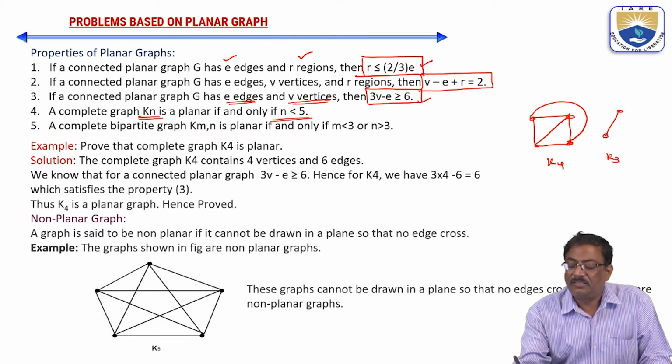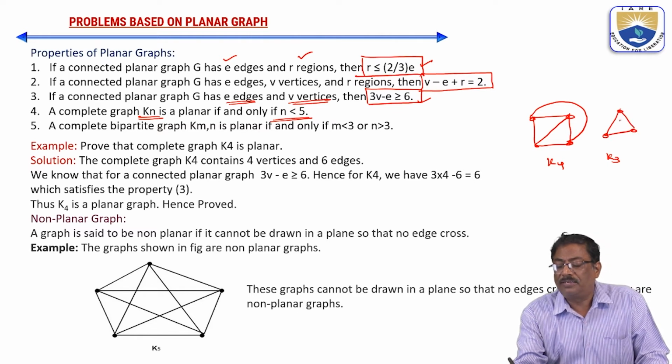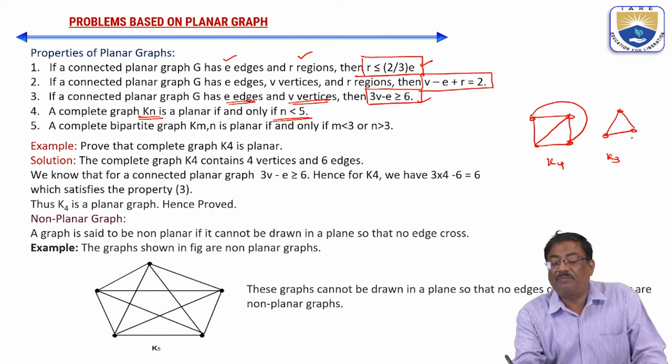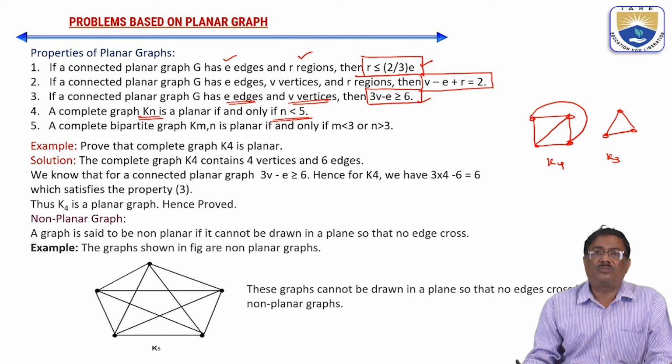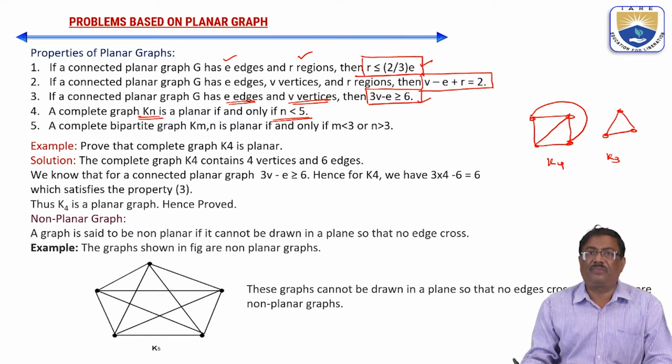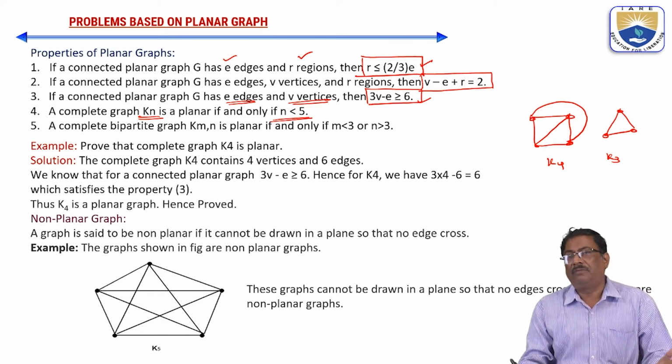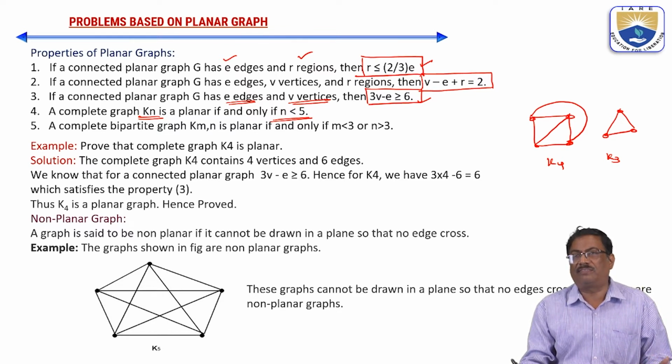Here 3 vertices will be there, and I get this as the complete graph with 3 vertices. So it also gives a planar graph. So we can consider that a complete graph with n vertices is planar if and only if the number of vertices is less than 5. Otherwise, all complete graphs with 5 or more vertices are non-planar.